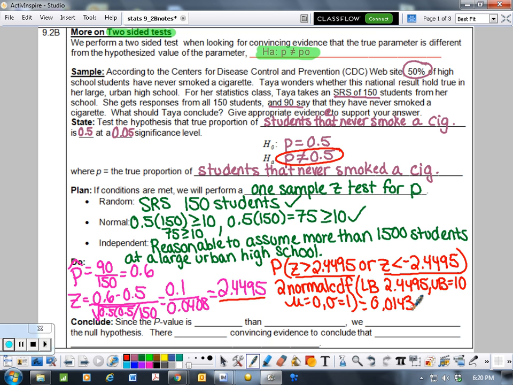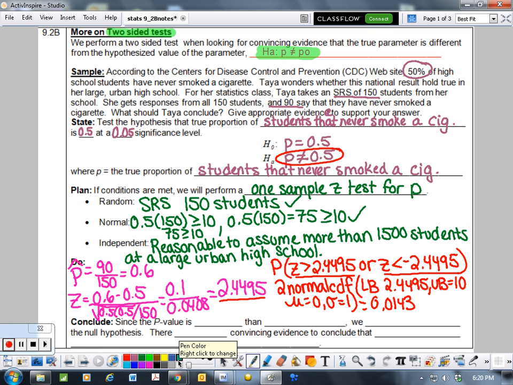And in fact, if I wanted to, I could double check my results by going into stats tests, 1-prop Z test, where our value is 0.5. Our sample is 90 out of 150. And we did a not equal to, and we can calculate. And we get a z-value, yep, and everything matches perfectly, so that shows that we did it right.